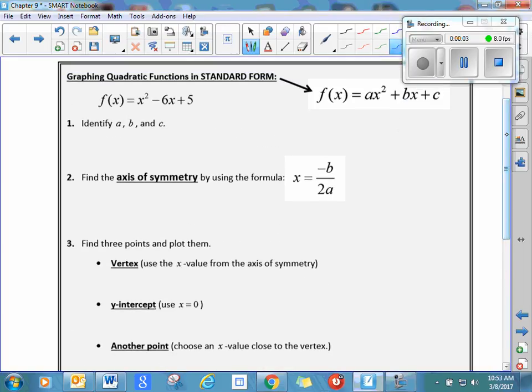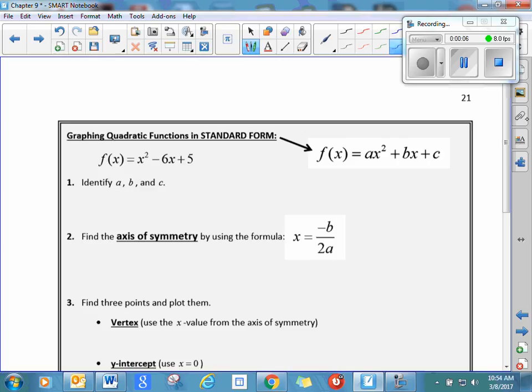Okay, so now we are going to actually start graphing parabolas ourselves. Instead of looking at a graph of one, we're going to create it. So I'm on page 37, not page 21.